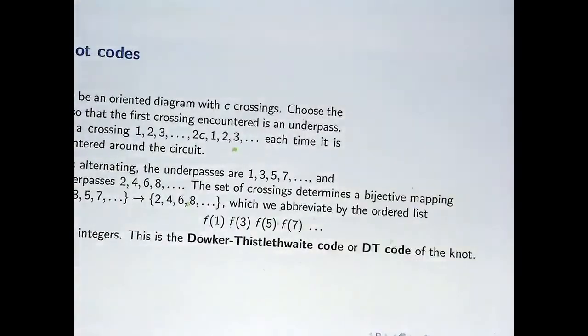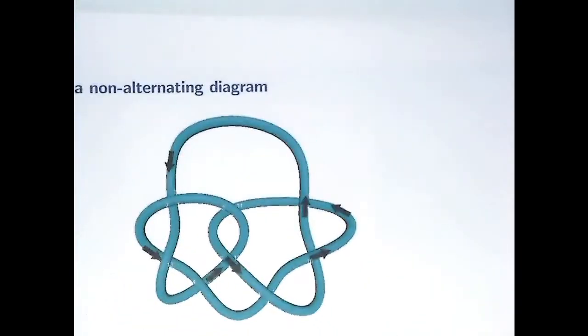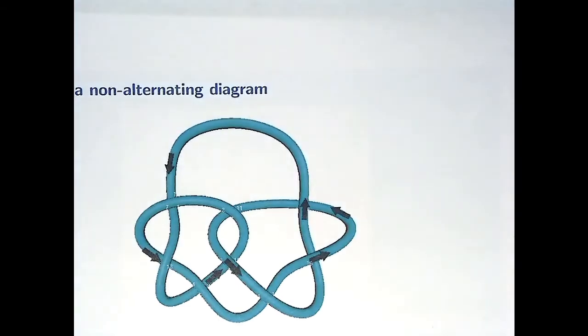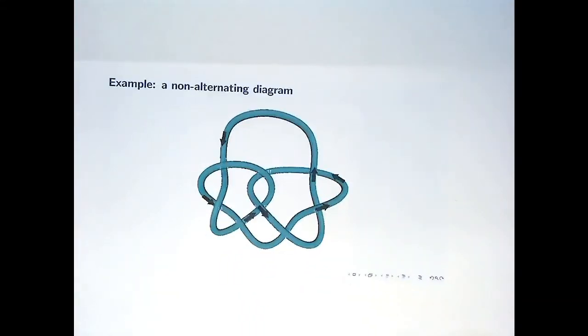Next thing I want to do, two more things. There's the example of a figure 8 diagram, but I skipped that. Here's a more complicated knot with, I think, 8 crossings, and it's not alternating. So how do I deal with that? Let me tell you what its code is.